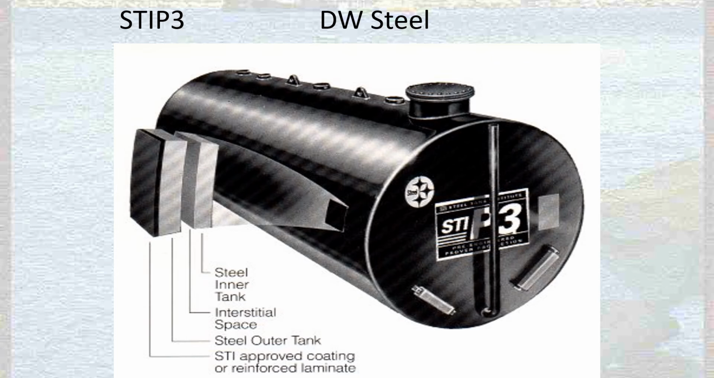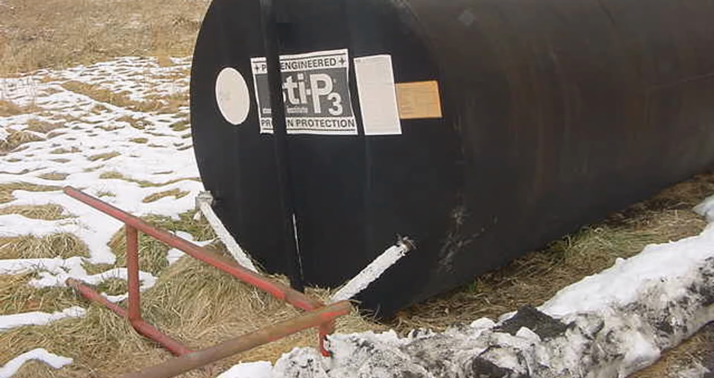Here's another picture of a Type 3. And these are Steel Tank Institute, and the P3 stands for they prevent corrosion 3 different ways. And that's not worth talking about here because that's more than basic information. But again, you can see the interstitial space right here. You can see how the 2 tanks are separated. And this steel pipe here on the end is how they monitor the interstitial space on this type of steel tank.